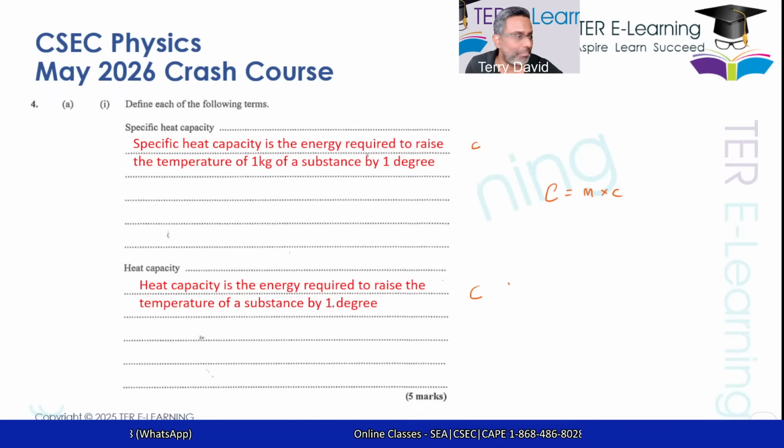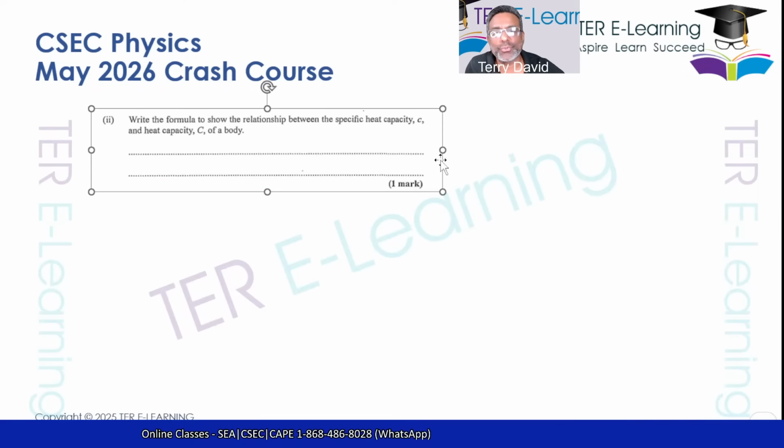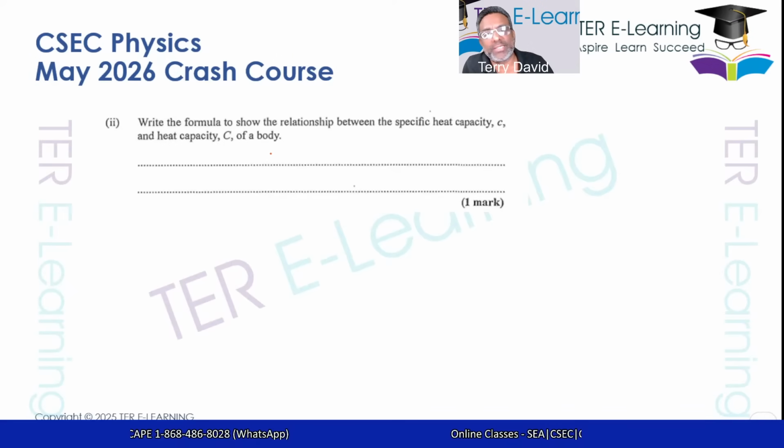Like in part 2. That's what they ask us in part 2. In part 2, they want you to write the formula showing the relationship between big C and small c. So big C is small m multiplied by c. That's it.